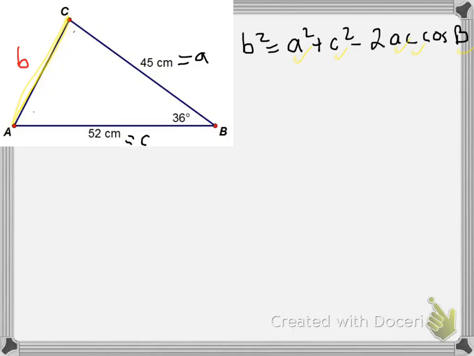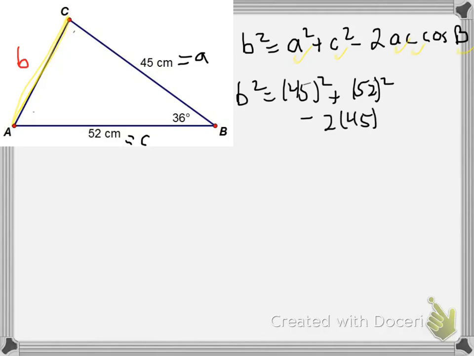So let's put those numbers in. We get b squared equals 45 squared plus 52 squared minus, we're going to run out of space there, so I'm going to put the minus underneath, minus 2 times 45 times 52 times the cosine of 36 degrees. Make sure you're in degree mode on your calculator. You can type that all in one step and you'll get b squared.